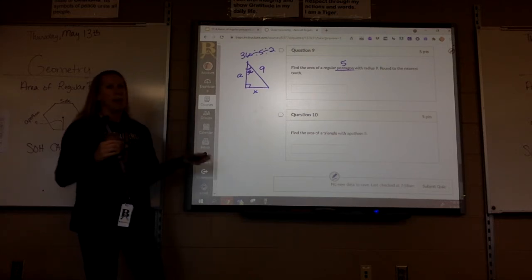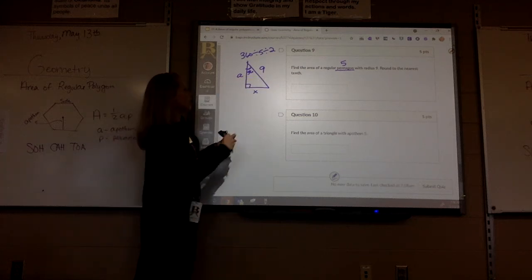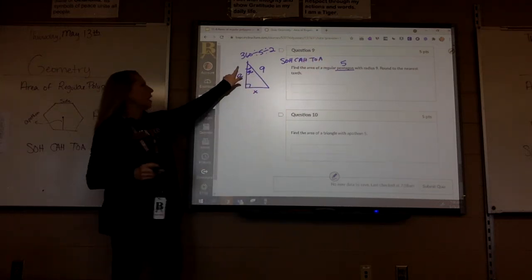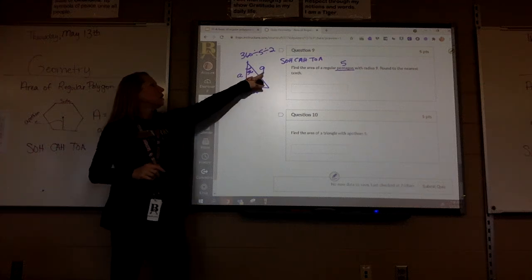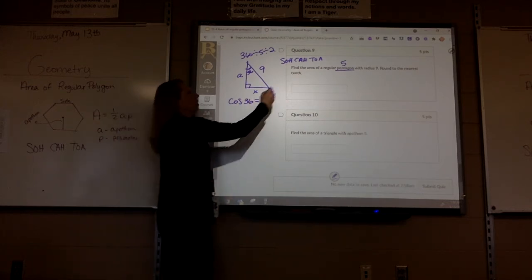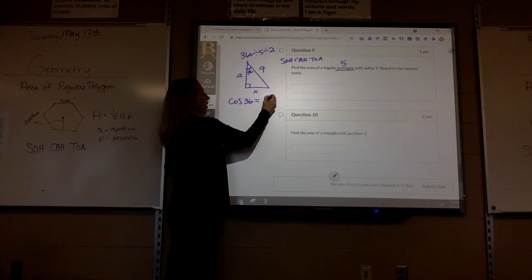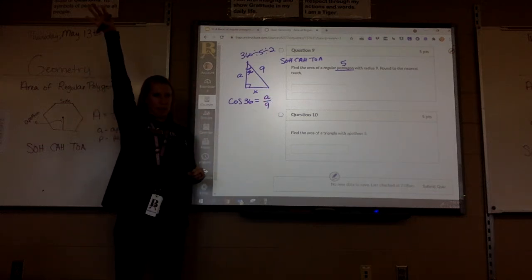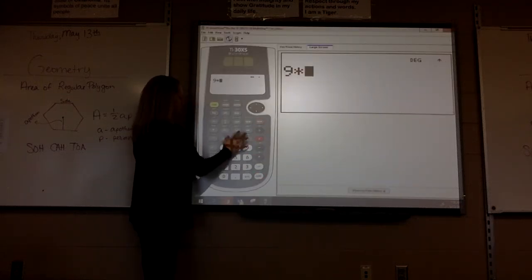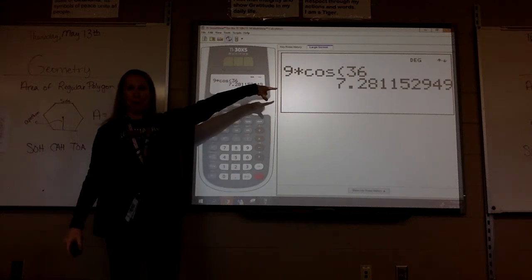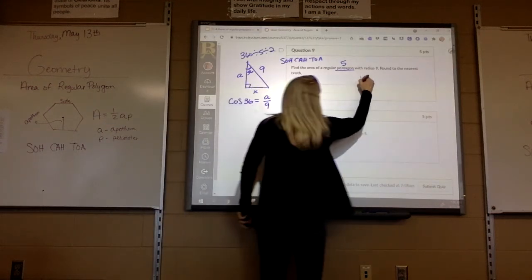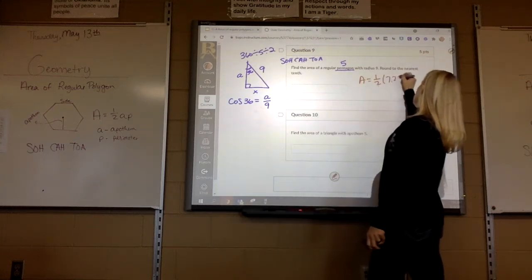So let's just find the apothem first. So that would be A and H. Some old hippie caught another hippie tripping on acid. Which one is A and H? Adjacent and hypotenuse. Which is cos. So cos 36. I have to put A on top of H, so A over 9. A is up high. Multiply. 9 times cos 36. That's my apothem. Keep it there. Don't lose it. 7.28, blah, blah, blah.